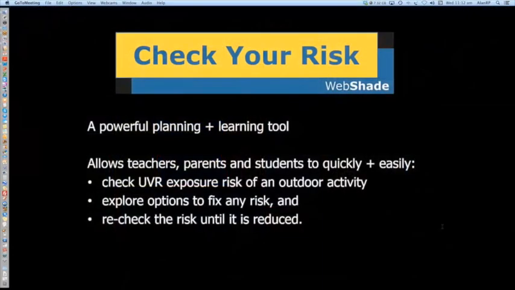Check Your Risk is a planning and learning tool that offers significant benefits in creating sun-safe schools and students. It combines simple, clear graphics with instructive analysis to inform and empower school communities. It can be easily used by teachers, parents, and students to check the UVR exposure risk of an outdoor activity, explore options to reduce that risk, and recheck the risk until it is reduced.